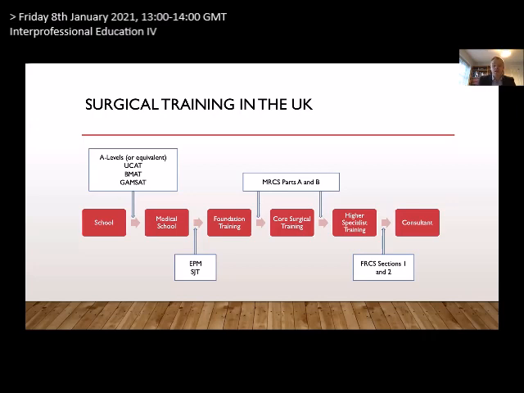During their higher specialist training, they'll take exit examinations, so the Fellowship of the Royal College of Surgeons examinations. Successful completion of these is compulsory before progressing on to being a consultant. Today, we're going to focus on the EPM and the SJT. But what do we know so far?